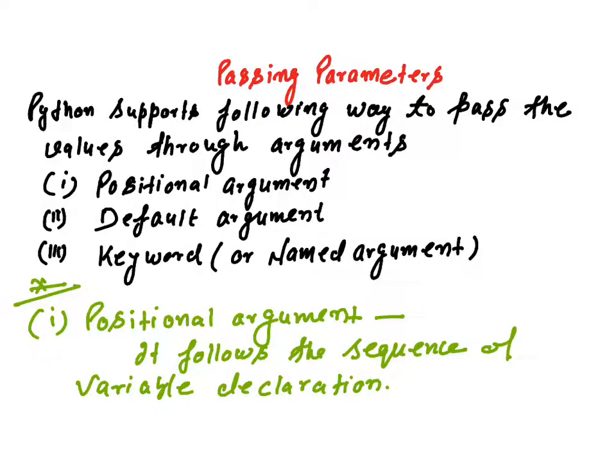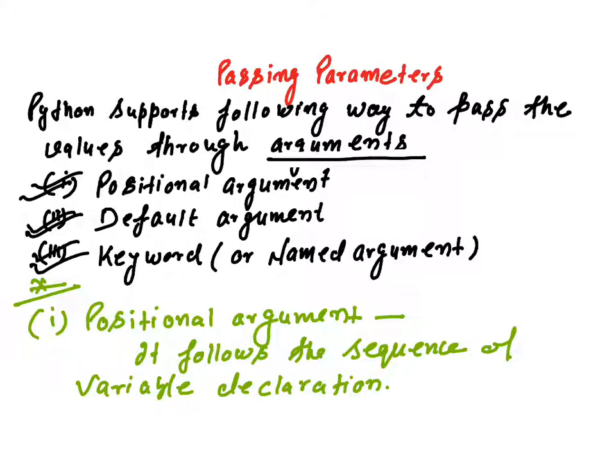Actually, Python supports the following ways to pass the values through arguments. Number one, positional argument. Here we have three different ways: positional argument, default argument, and keyword argument.